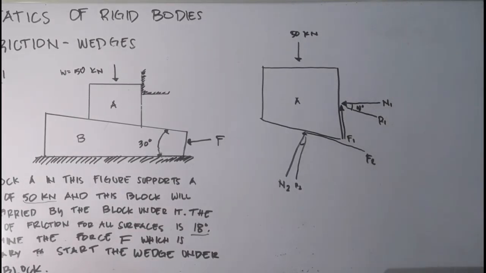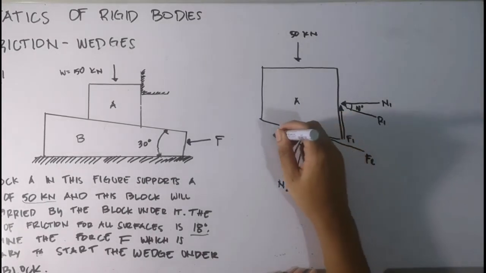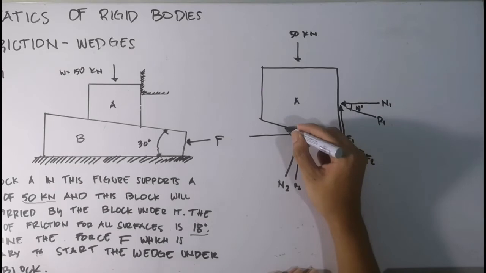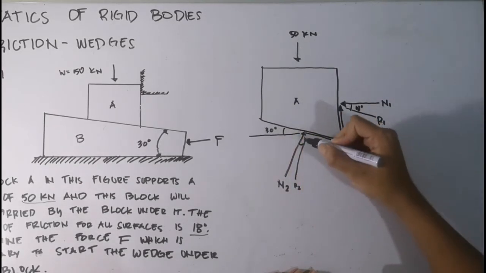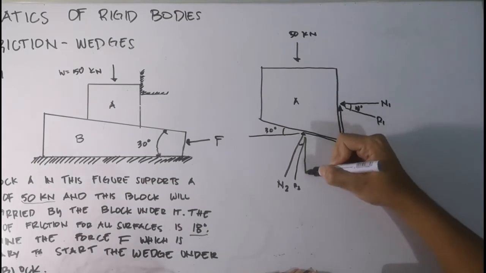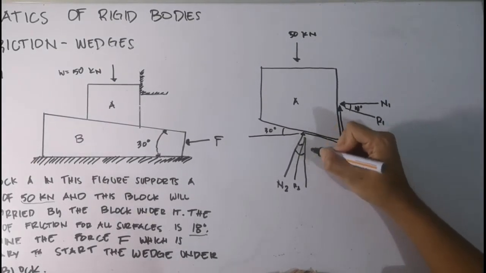R1 and R2. If you want to find their angles with respect to the x-axis, we need to draw a line here. So this is 30 degrees, as mentioned, 30 degrees to the y-axis.